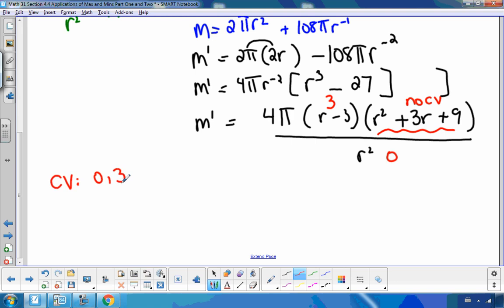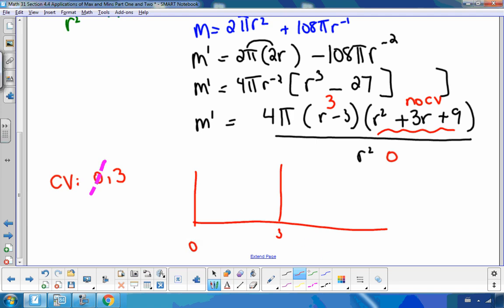However, within the context of the question, a radius of 0 does not make any sense because then we would not have a cylinder. So I only have one critical value, which is 3. So I'm going to set it up as a number line. Now I know I can't go past 0 because I would have a negative radius. So I really have the area to the left of 3, and it has to be above 0, and then the area to the right.